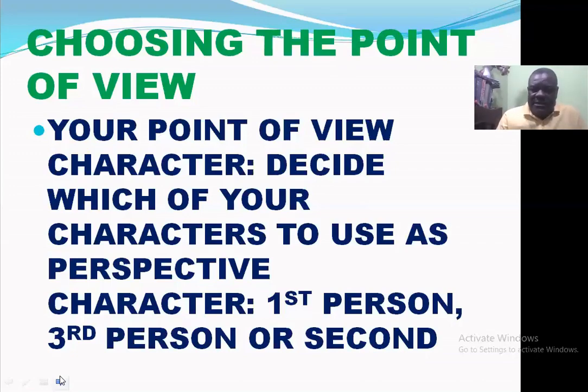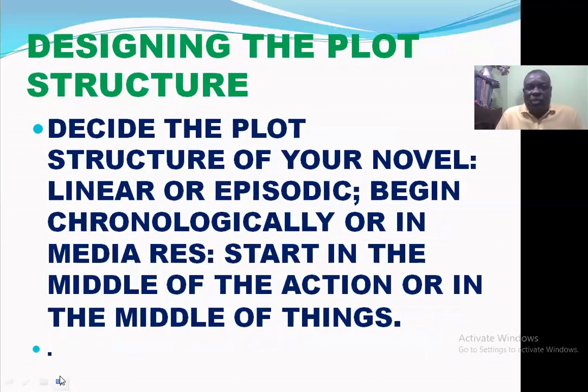So let's get to the next point, and this point is designing the plot structure. This is a critical stage, because at this stage you decide the plot structure of your novel, whether it is going to be a linear or episodic plot. A linear plot tells the story in a chronological order. This kind of plot is used a lot in the kind of story that presents a biography or an autobiography. You begin to tell the story from the time this person was born and all that. I used an element of that in my novel titled The Triumph of Reason, but it's a combination of the linear and episodic plot as well.